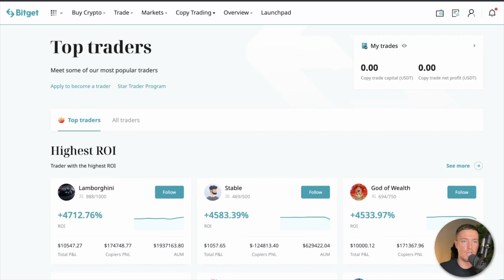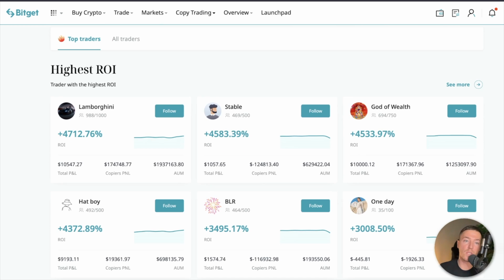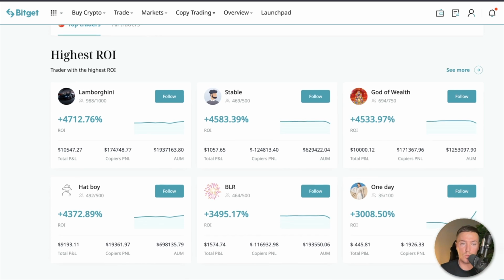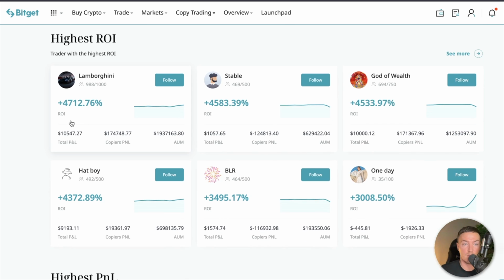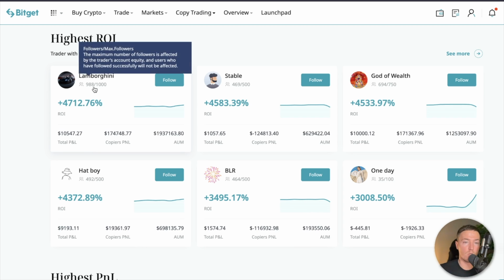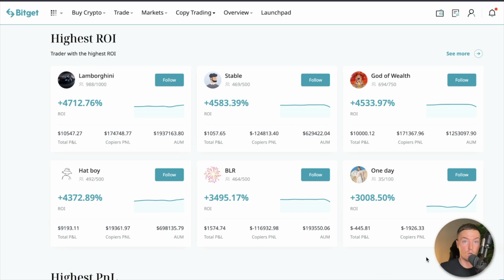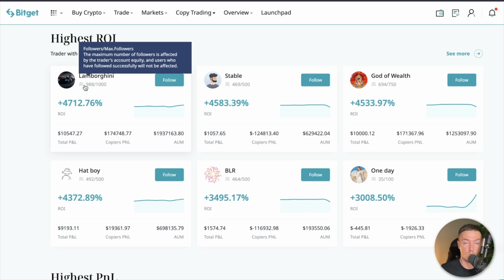So we're in futures. Let's see the top traders. Here's the highest return on investment. The traders with the highest return on investment, you can see here 4,700% return on investment, 4,500%, 4,000%. And what we can see is 988 out of 1,000. That's the amount of traders that are allowed to copy this one trader at one time. That is set by the trader themselves. There's 1,000 spots available to copy trade this person, and 988 of those spots have been taken.